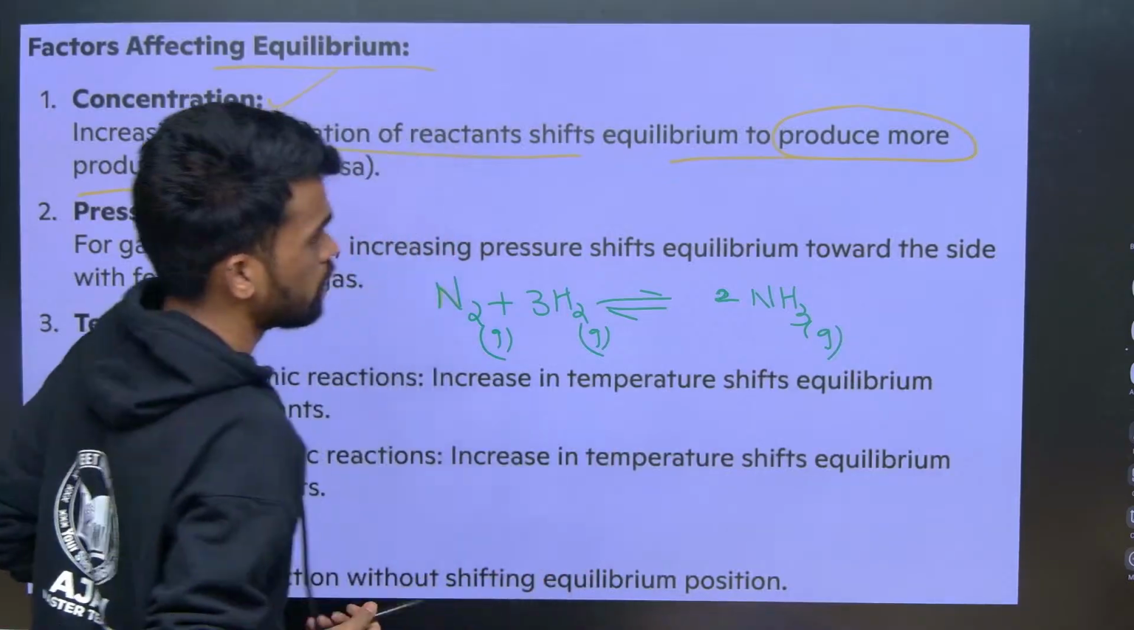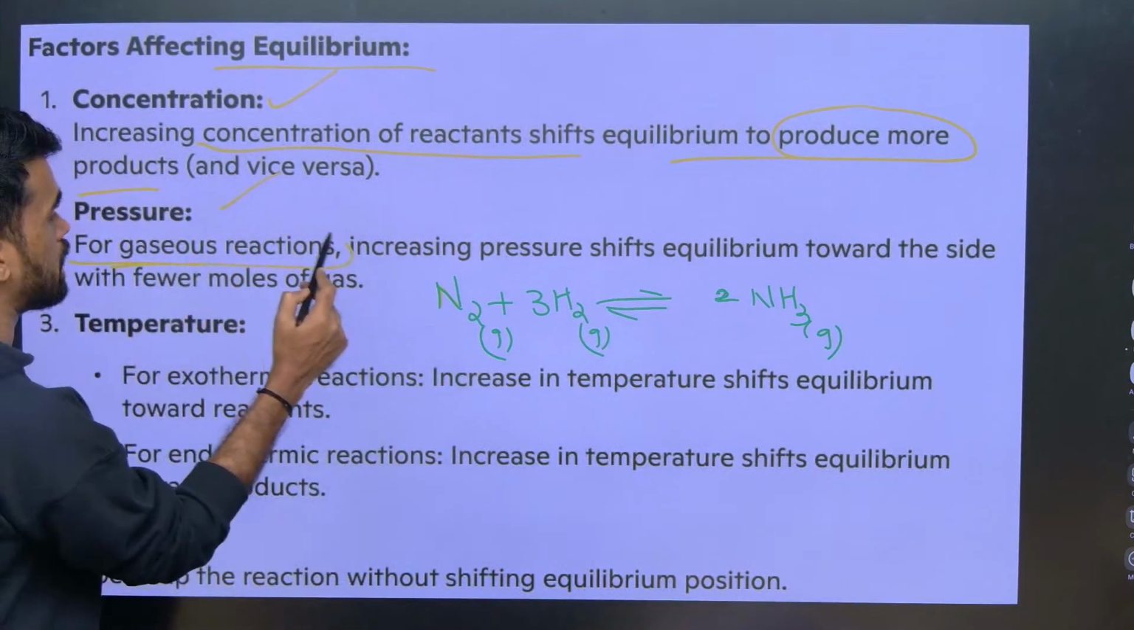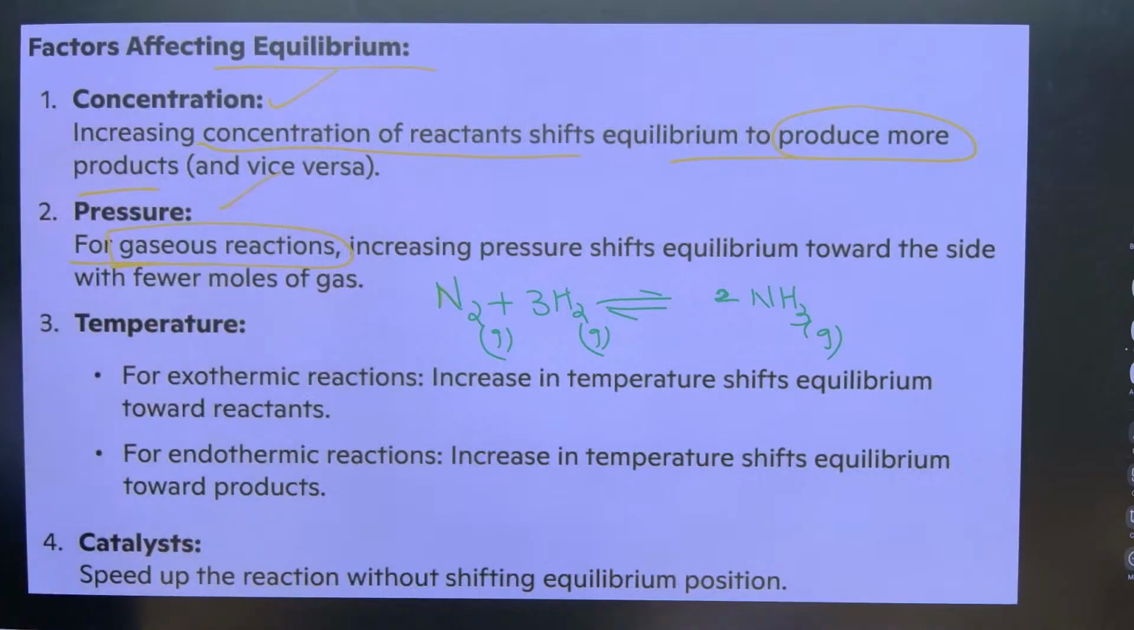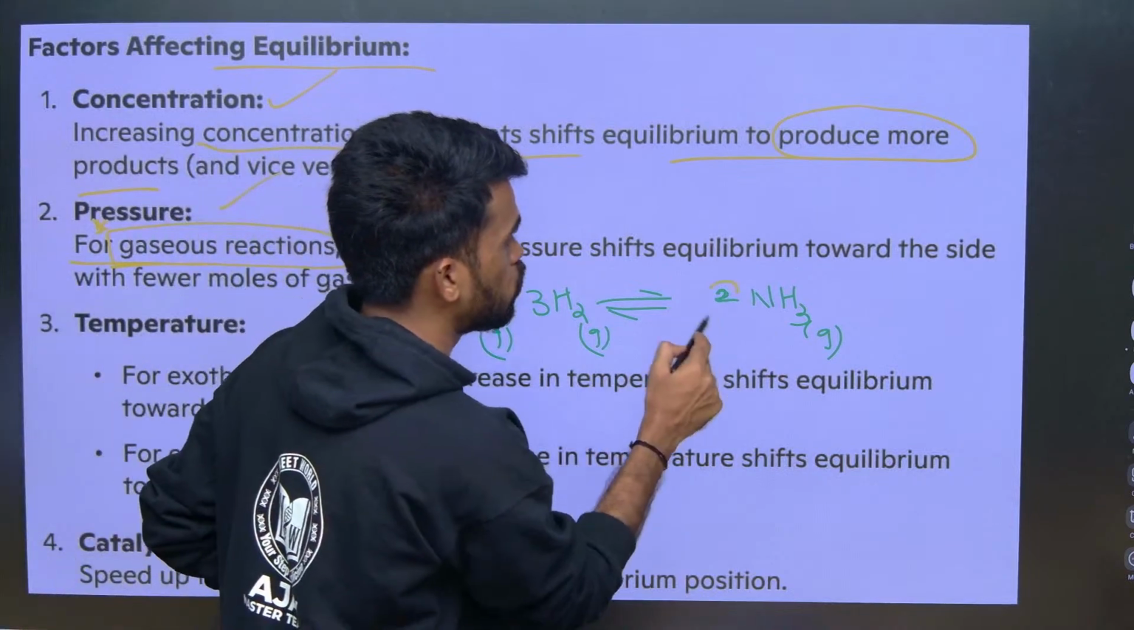Now here, how many gaseous moles? See, the effect of pressure is seen only in the case of gaseous reactions. That you should highlight. So here the number of gaseous moles on the product side is 2.